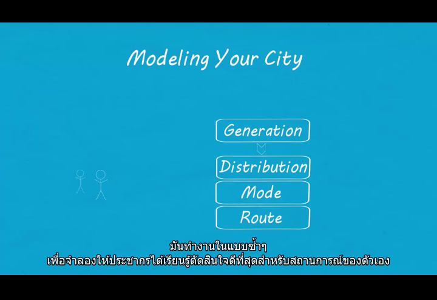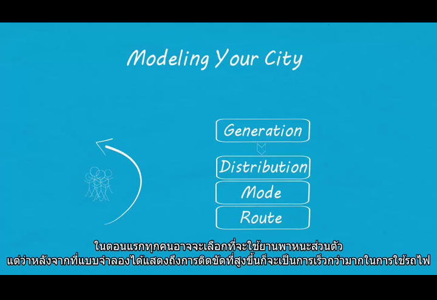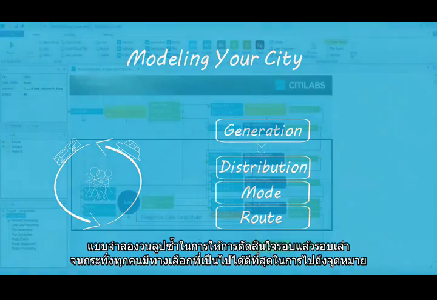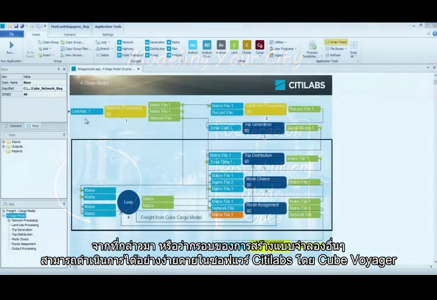It works in a very iterative fashion as the simulated population learns the best decisions for their own situation. The first time everyone may choose to take their own vehicle, but then the model feeds back that the congestion is way too high and it would be much quicker to take the train. The model iteratively loops over these decisions again and again until everyone is finding their own best possible way to reach their destination. This or any other modeling framework can easily be implemented in Citilabs Cube Voyager software.